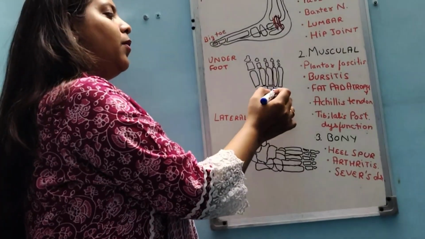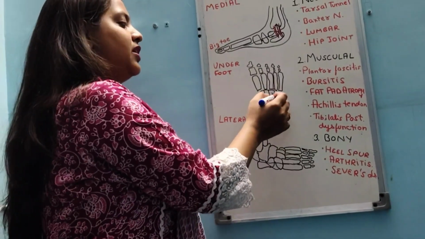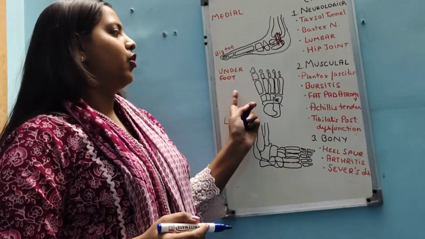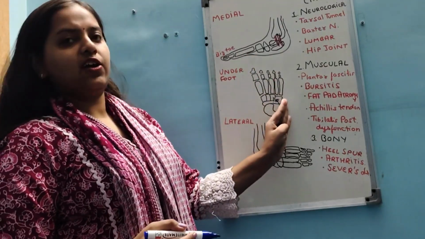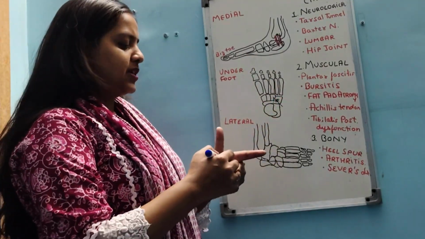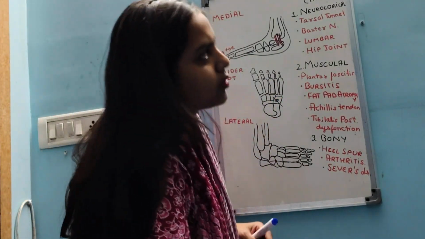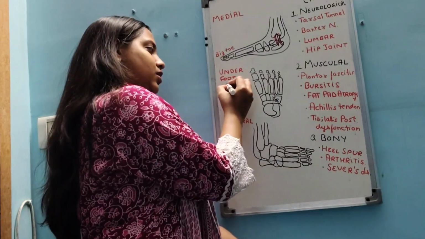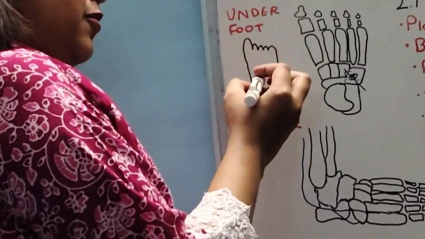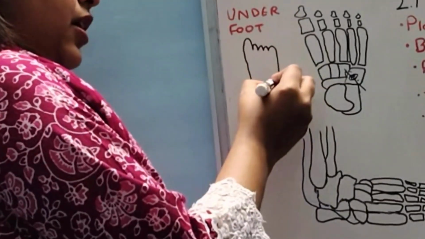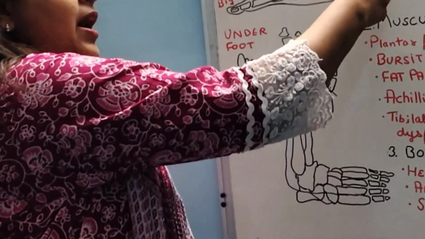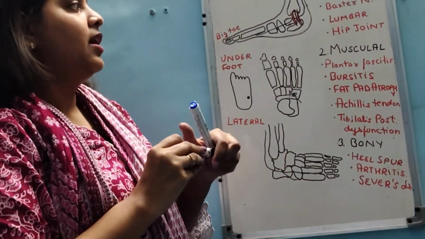So if it gets any problem here, you will experience the pain in the under part of the foot, on the lateral side of the foot. So if your patient is presenting pain, suppose this is your foot, if your patient is indicating pain here, then you have a Baxter nerve compression.